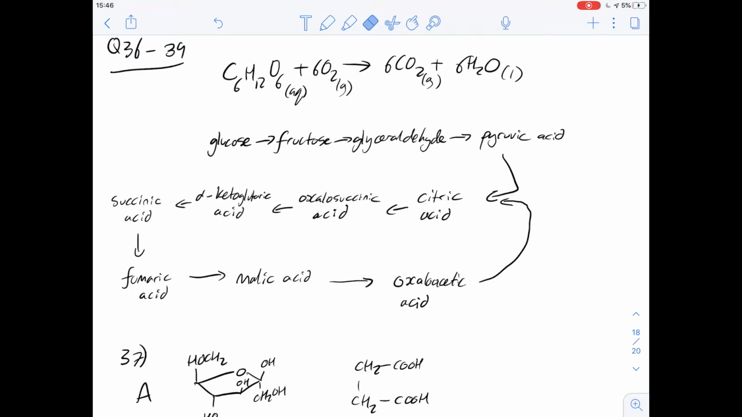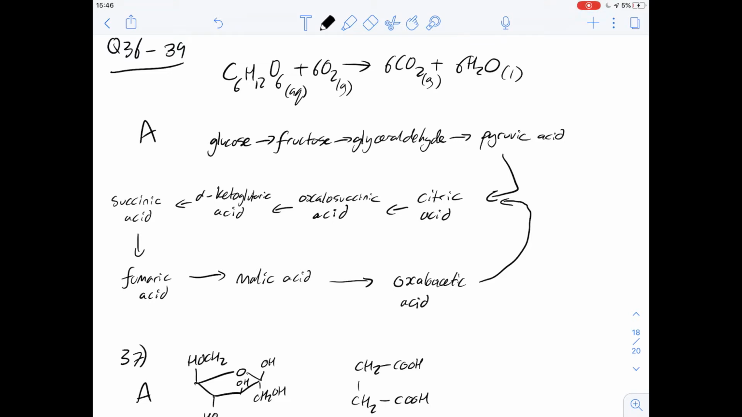Question 36 says a pair of structural isomers is what? So given that we're given all the structural isomers, if we look at A, we can compare glucose and fructose, and you might already know that they are isomers of each other. A structural isomer is two different molecules that have the same number of each atom. So they both have 6 carbons, 12 hydrogens, and 6 oxygens. They're just arranged in a different way. That makes them structural isomers. The answer for number 36 is going to be A.